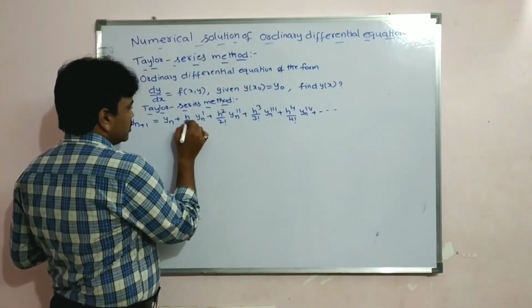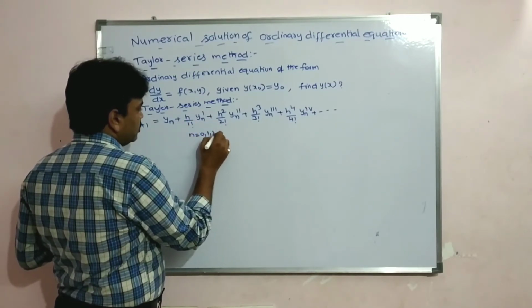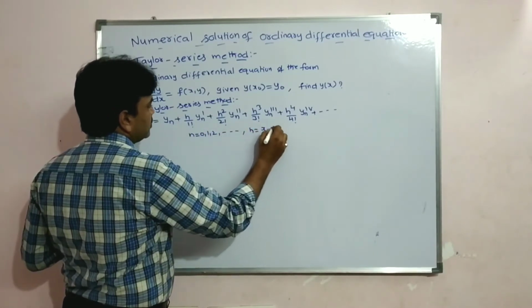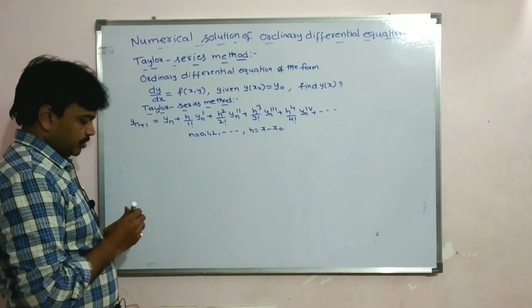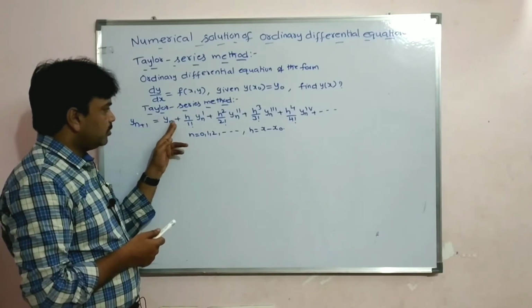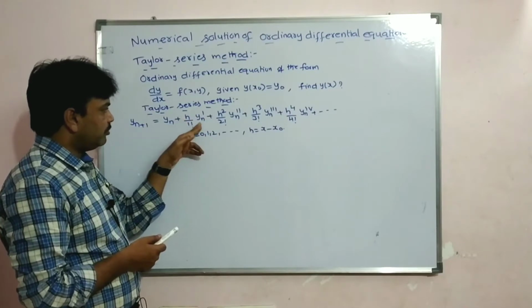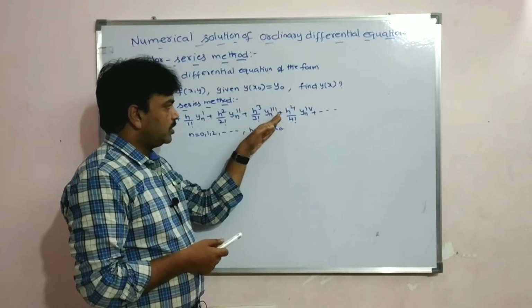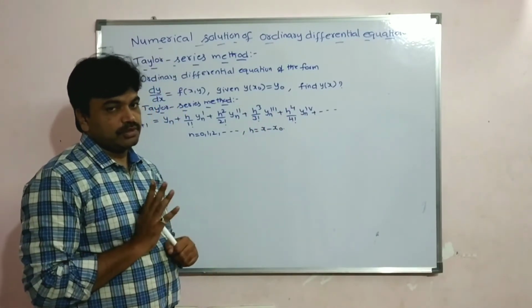Here n values are 0, 1, 2 and so on, and h is equal to x minus x naught. Once again, y(n+1) is equal to yn plus h by 1 factorial into yn dash. Whenever we have h, yn dash; h square, yn double dash; h cube, yn triple dash; h power 4, y power 4. In this way we can easily remember the formula.